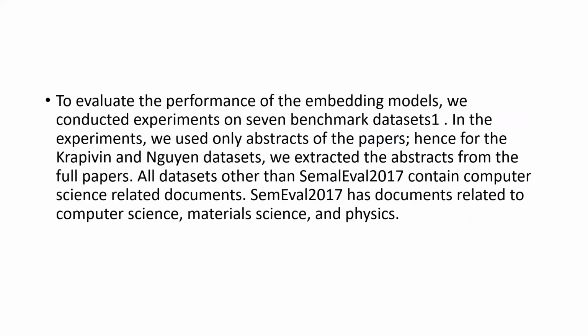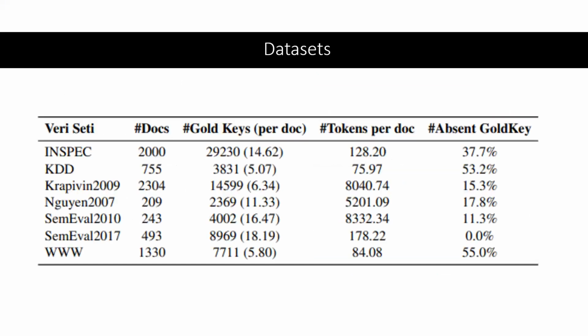All the datasets are for computer science articles, except SemEval 2017, which contains computer science and some material science and physics. So here are our datasets, we have 7 datasets: InSpec, KDD, Krapivin, Nguyen, SemEval 2010, SemEval 2017, WWW. Some of them are already abstracts, and for others there are no abstracts. We extract the abstracts of the articles, and we continue the implementation.